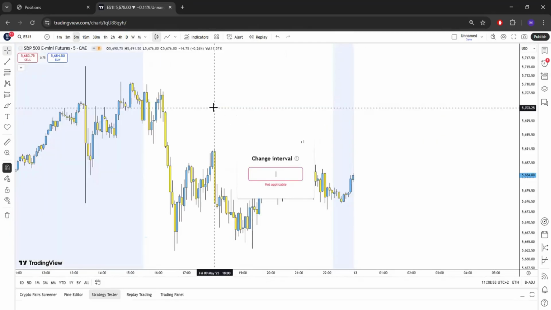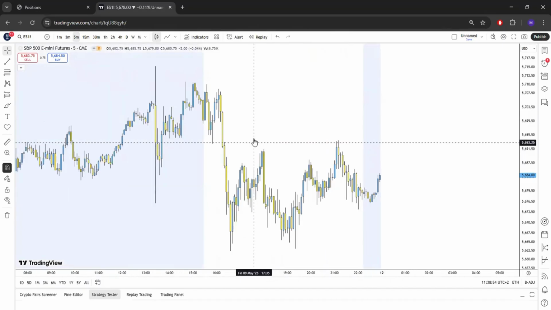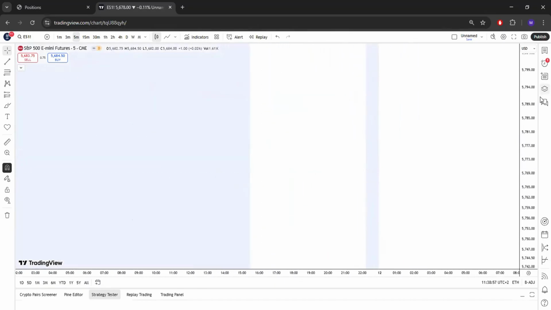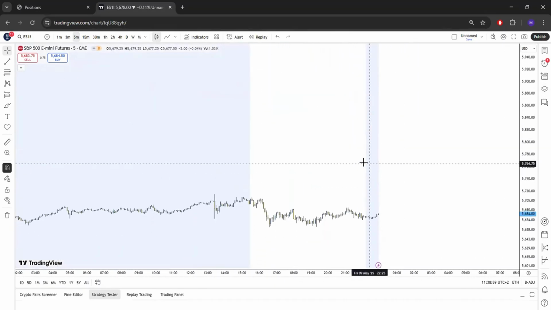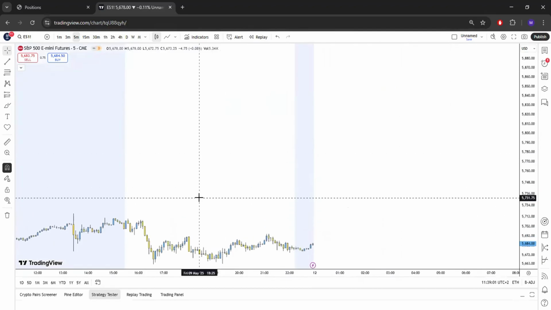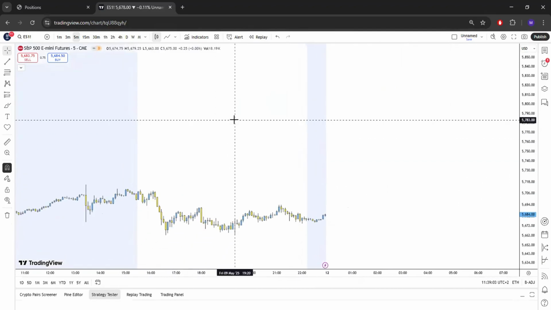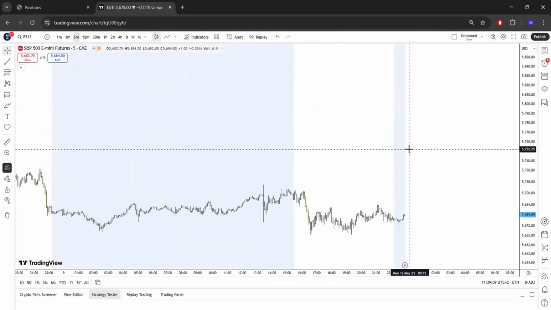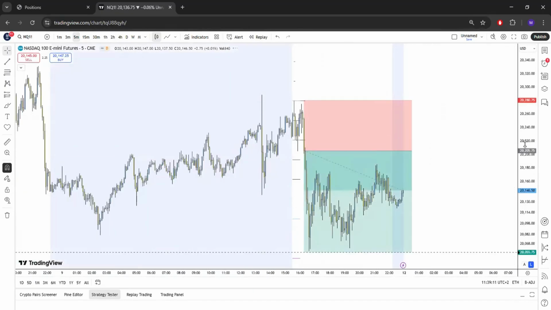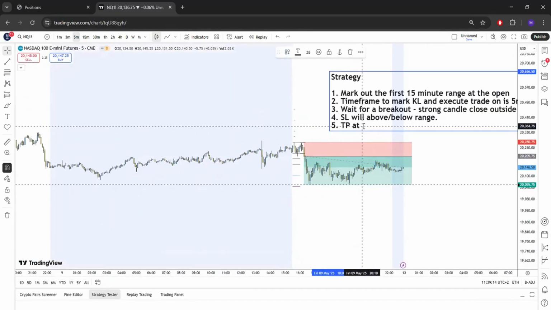Oh, what happened? Where did my typing go to? Okay. Anyway, it will be TP at 1 to 2. I don't know where the typing went to, guys. TP at 1 to 2. And then your stop loss. Oh, I'm on ES. That's why. Here we go. So we can continue the typing.